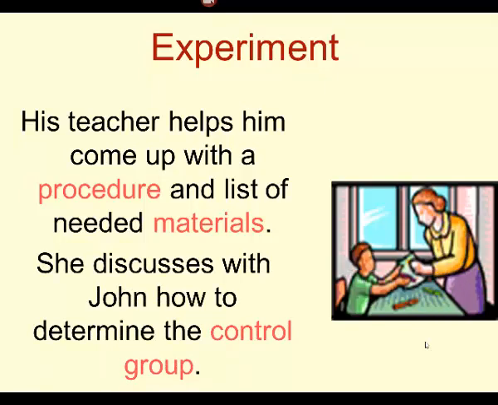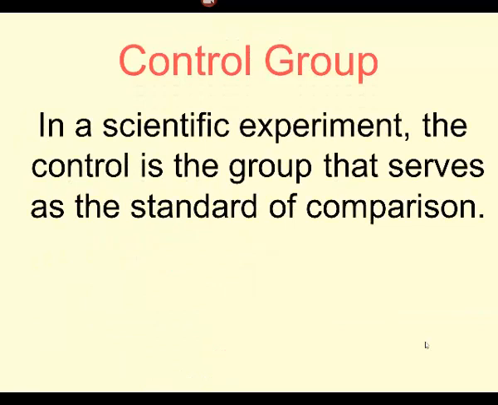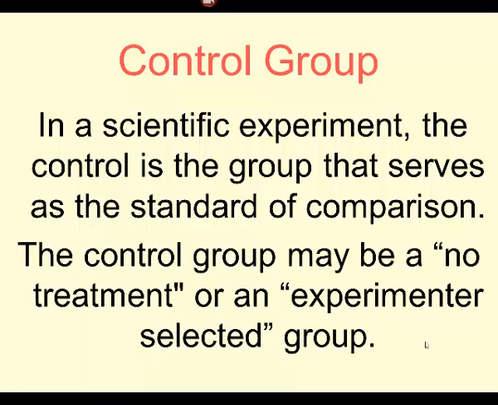Okay, and then his teacher also discusses how to determine the control group. In this case, the control group is going to be the group that serves as the standard of comparison. It's the one thing we're going to compare all of the other loaves of bread to. So the control group may be no treatment. In this case, maybe he makes a loaf of bread without any sugar whatsoever. Or an experimenter selected group.